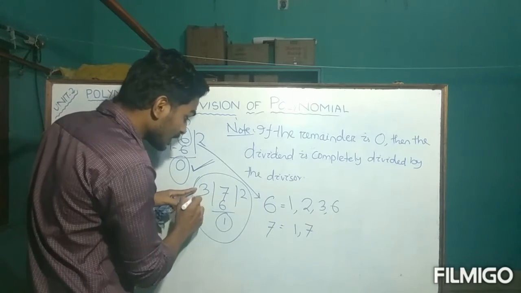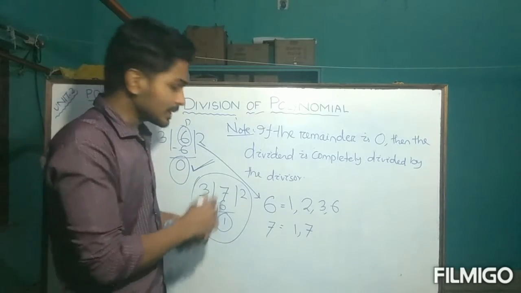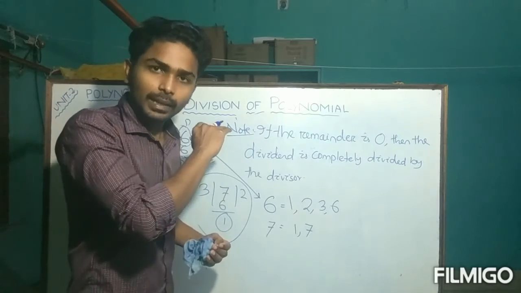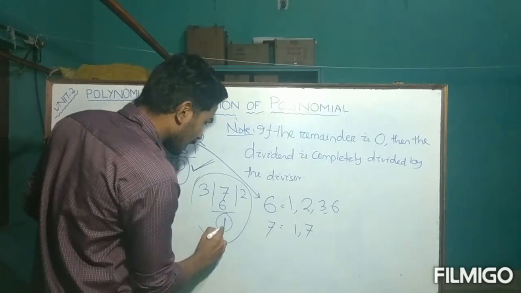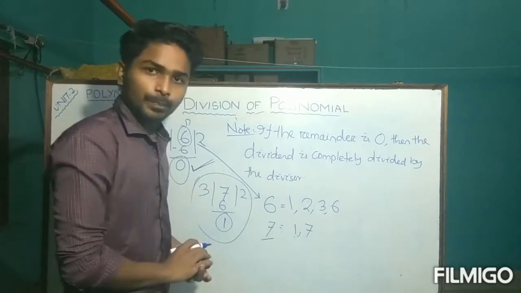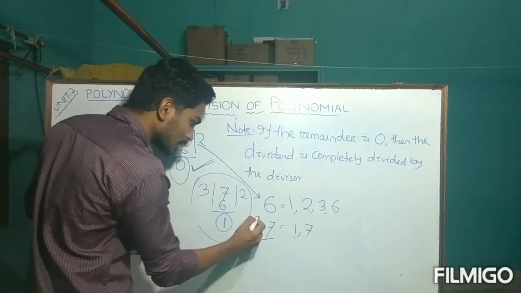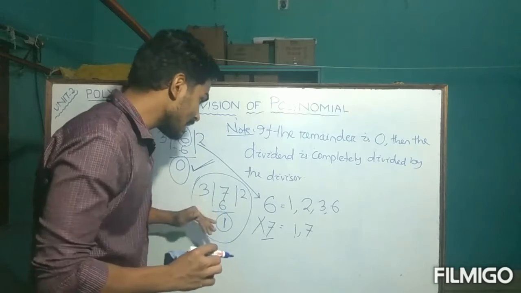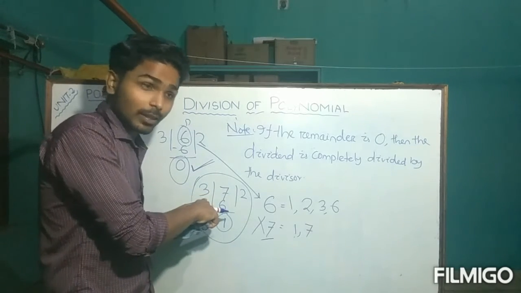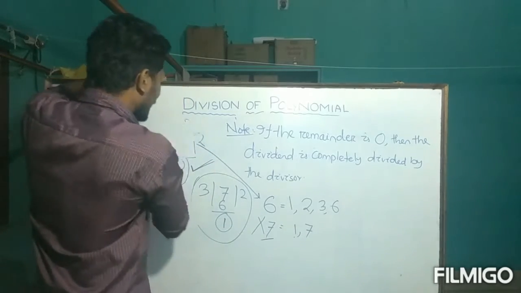Here, see, 3 doesn't completely divide 7. Why? Because the remainder is not 0 here. Since the remainder is not 0, we can say that 3 does not completely divide 7. The factors of 7 are 1 and 7, but does the factor list of 7 contain 3? No, it does not. So we can say that if the remainder is not 0, then 3 is not a factor of 7. Understood? One more example we can take.